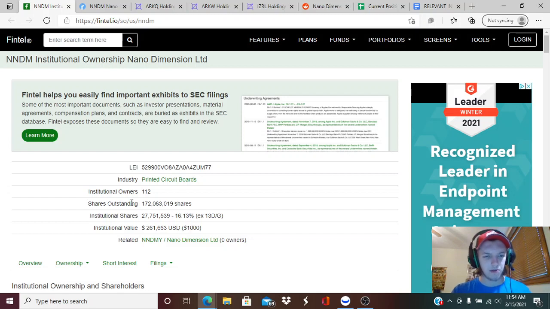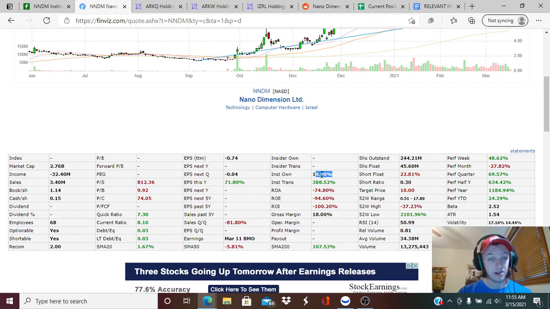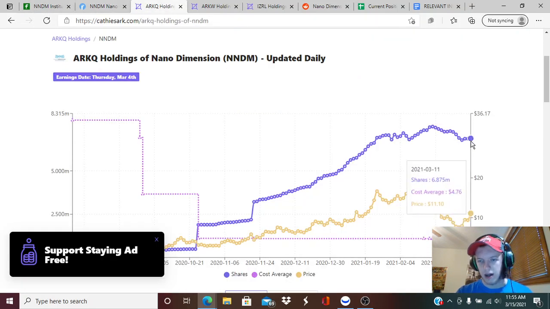Institutional ownership, 16% of the shares outstanding in Nano Dimension's total shares are owned by institutions. I always want to say insiders because that's actually important. Institutional ownership is kind of important, not that important though. Fintel.io does not have any insider ownership. They just have it as a dash. They don't have the information, I guess. So 16%. It's bullish, right? It's good. It's not my favorite indicator, but take it for what it is.